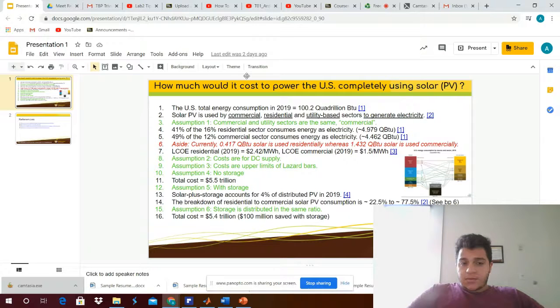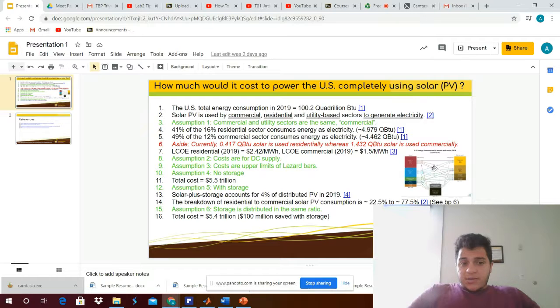So let's agree that the US total energy consumption in 2019 was 100.2 quadrillion BTUs. This is based on the image to the right here, which shows the US energy consumption by source and by sector.